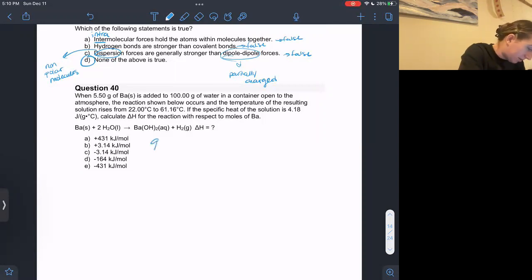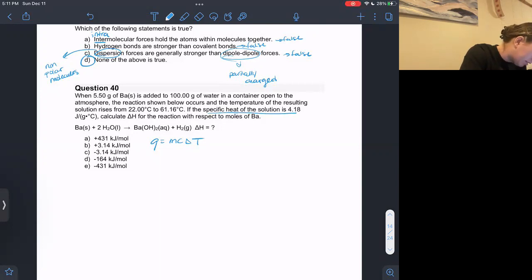Okay, so when I look at Q is equal to MC delta T, my mass is going to be of the barium and of the water because that will create my whole solution. And I'm looking for the specific heat of the solution given to me, so I need both components in there. So specific heat. So this will be masses in grams.